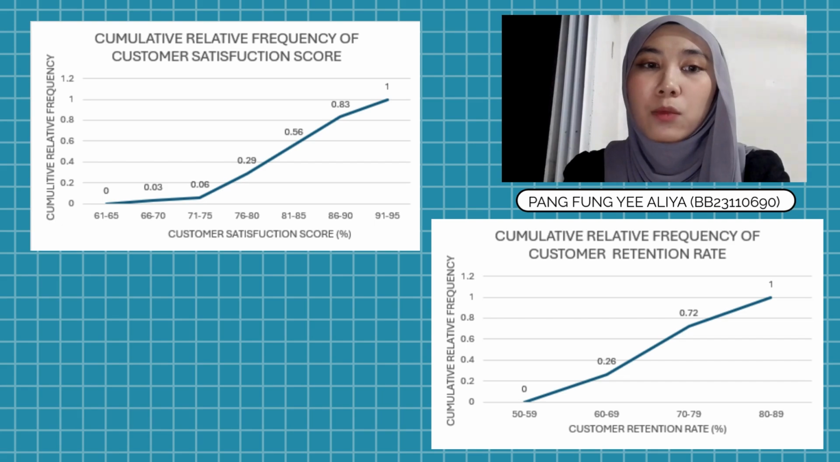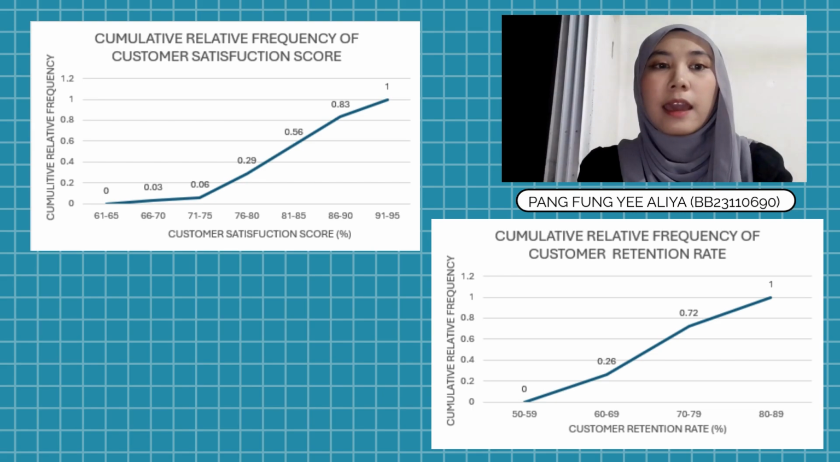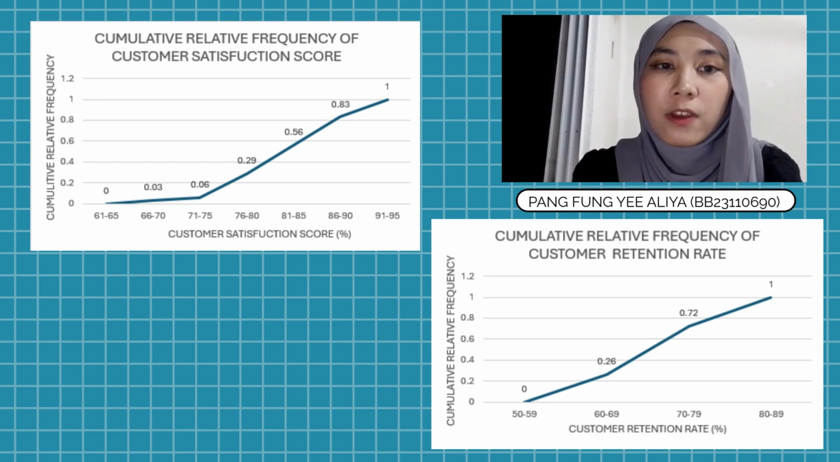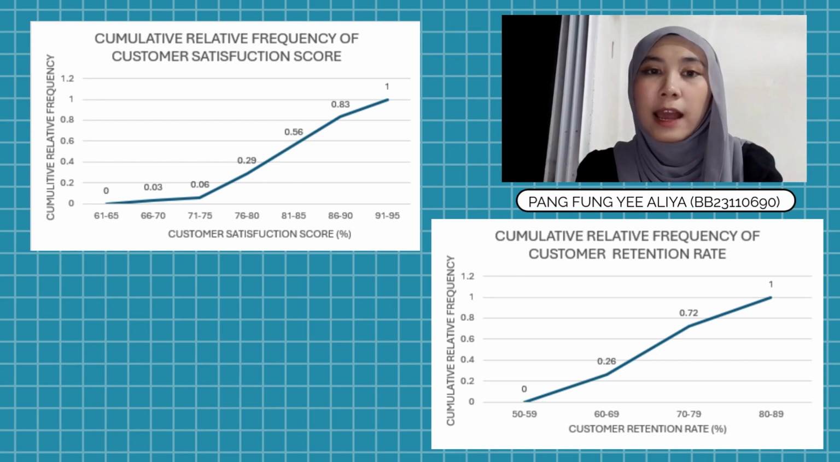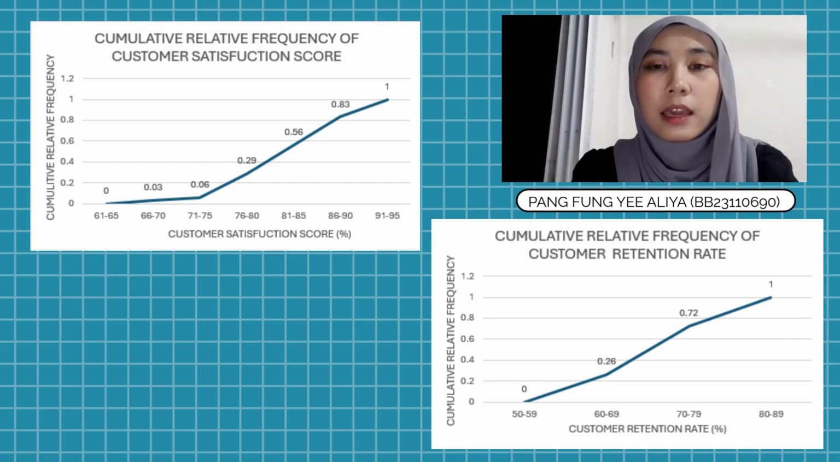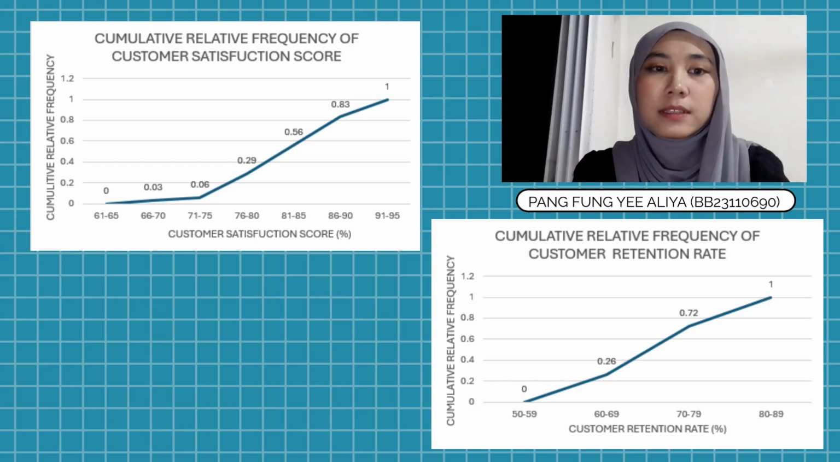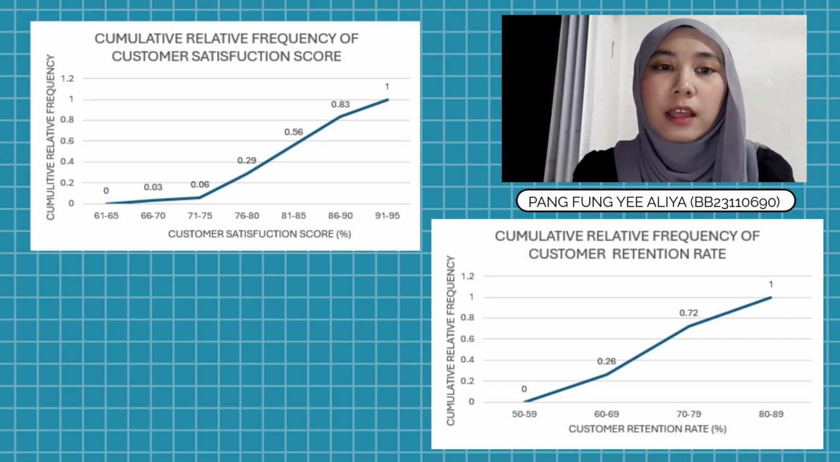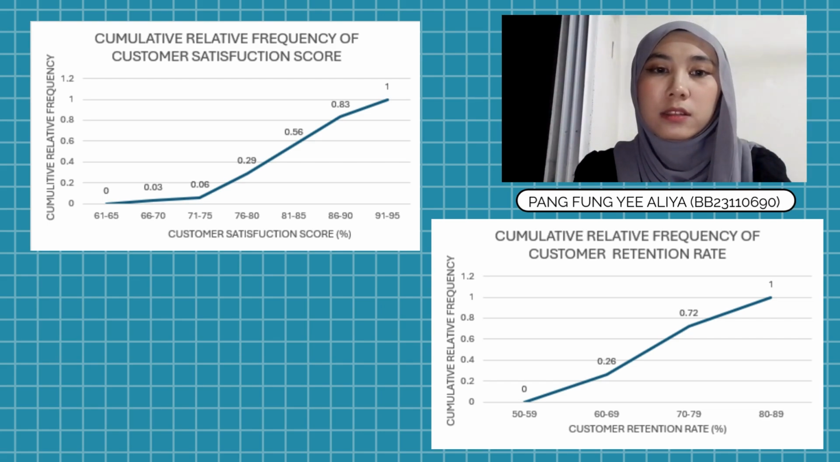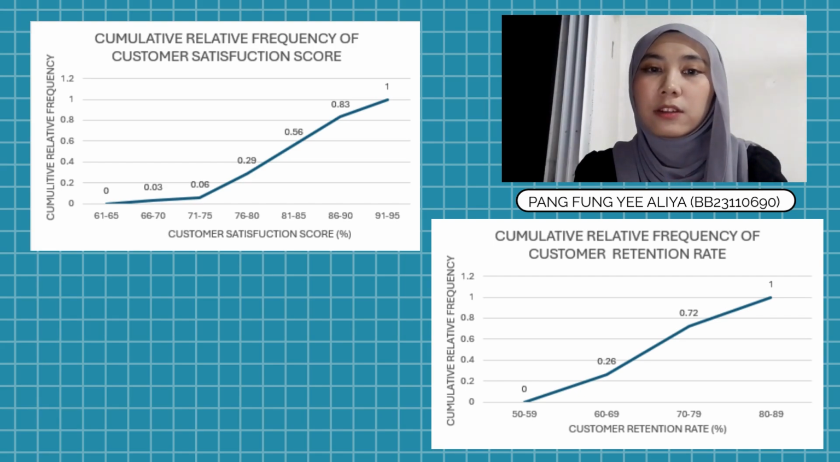This tells us most of the data is concentrated in the middle range, and fewer customers fell into the lower or higher retention levels. In conclusion, the customer satisfaction score is more evenly distributed, while the customer retention rate is more clustered in the middle intervals.